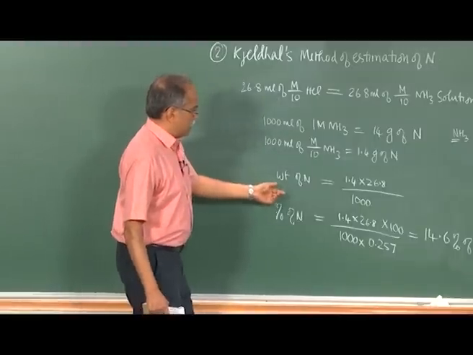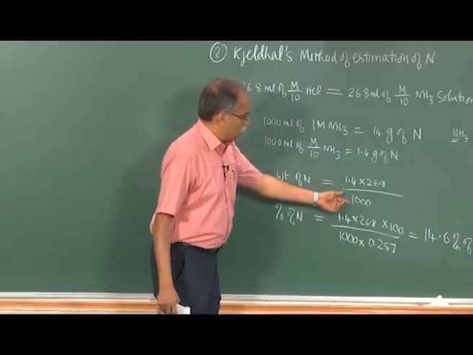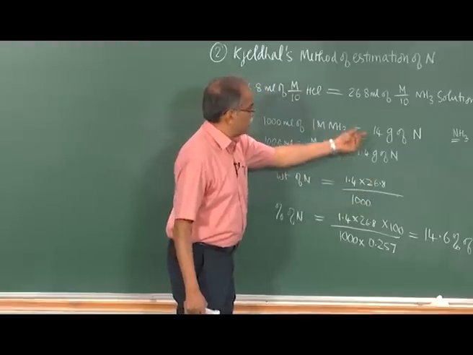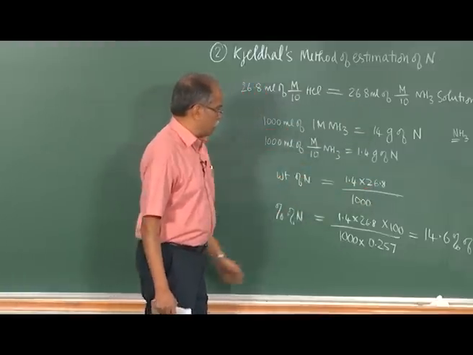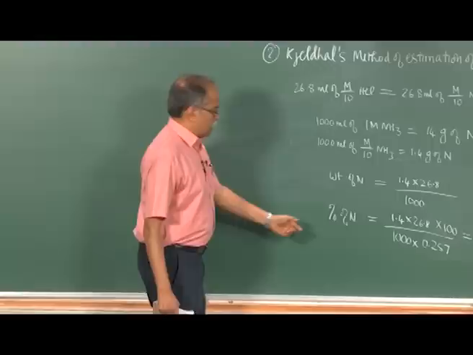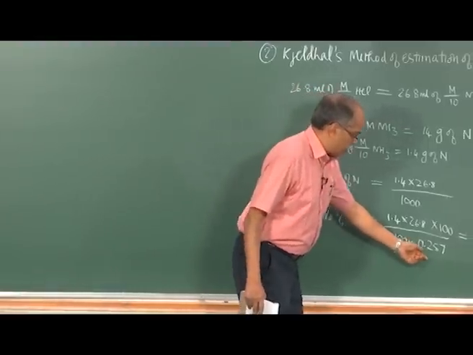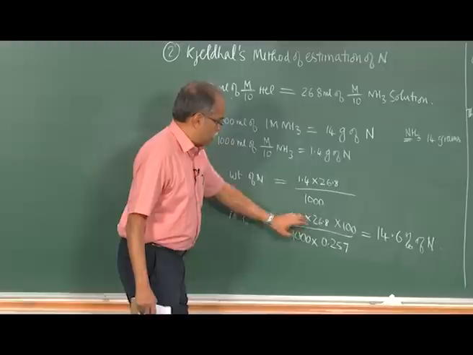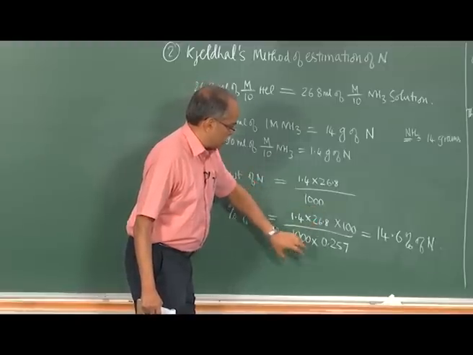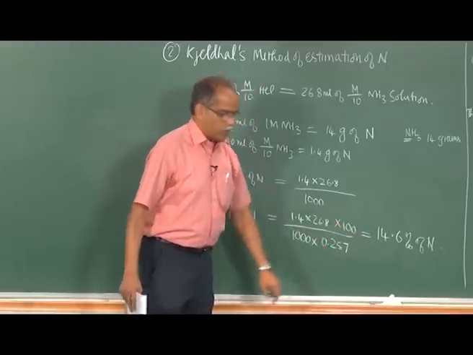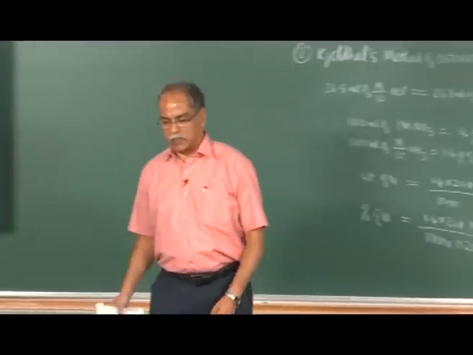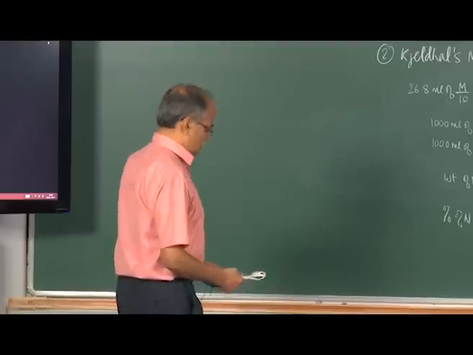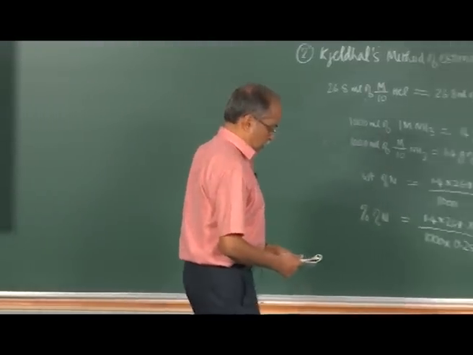So, the weight of nitrogen essentially corresponds to, for 1000 milliliters it is about 1.4, therefore, for 26.8 milliliters of ammonia how much is the weight? Percentage weight for 0.257 grams of the substance that is taken, this will be the nitrogen that is present. For 100 grams how much will be the present nitrogen? That is 14.6 percentage of nitrogen that is present in the organic compound.